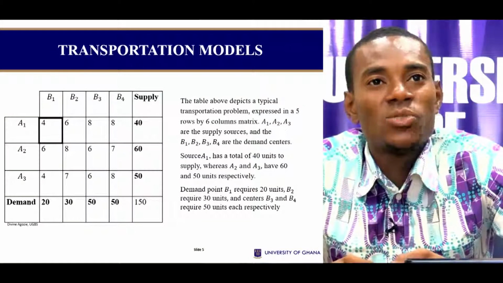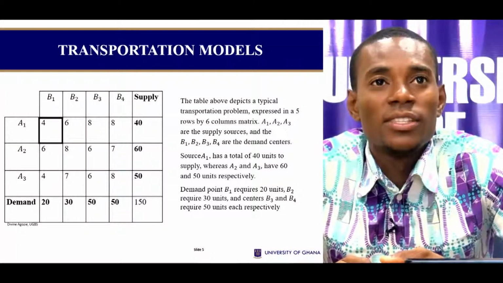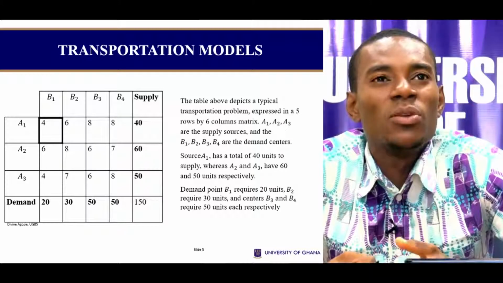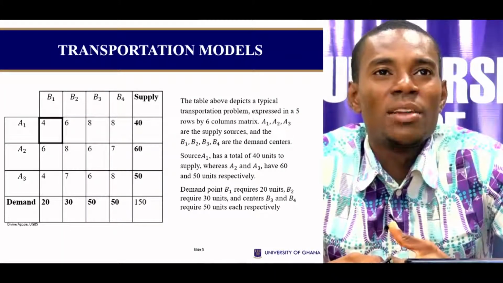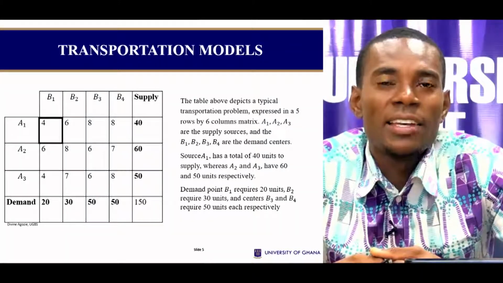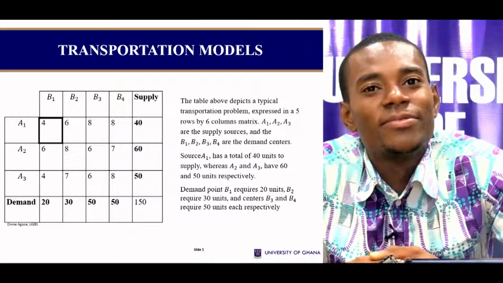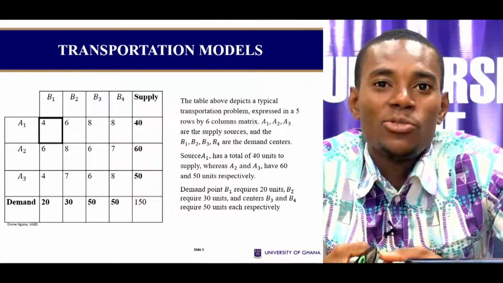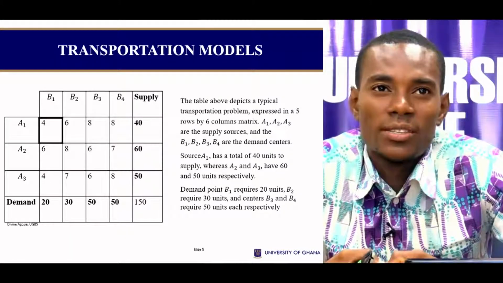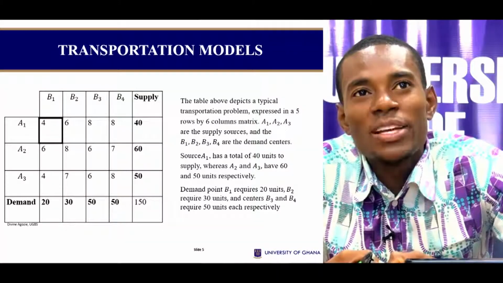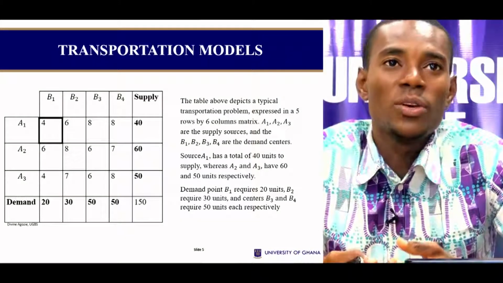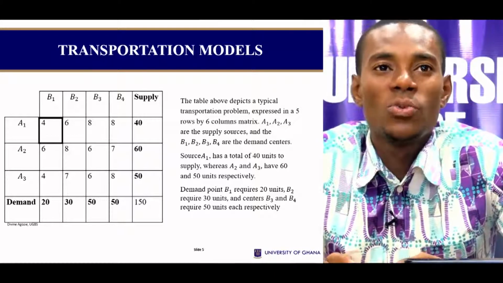Now, demand is 20, supply is 40. So what is the highest possible allocation we can make in that cell, A1, B1? Think about it. Demand is 20, supply is 40. I'll give you 3 seconds. Okay, I bet you got it right. So we can only allocate up to 20 units because demand point B1 requires only 20 units, but A1 has 40. So we'll give it all the 20 it requires.